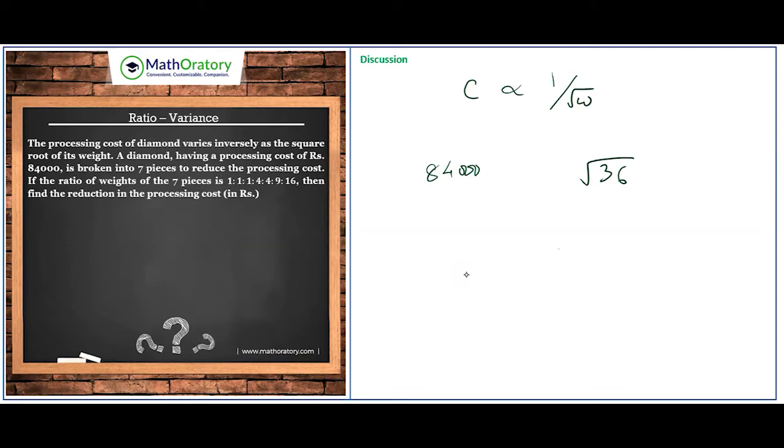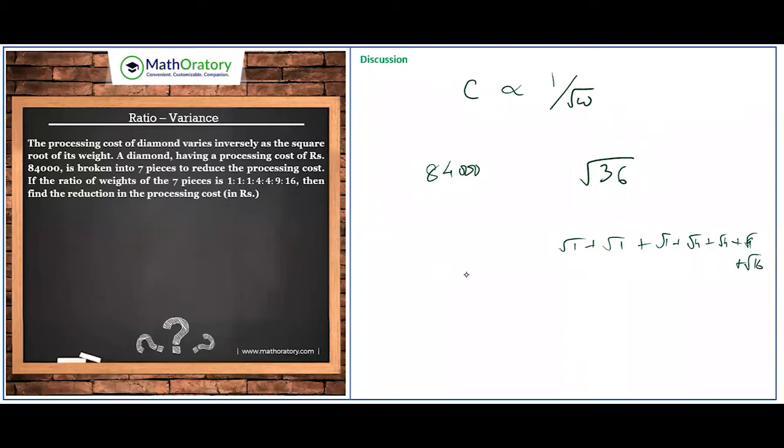I am writing this explicitly, but you don't need to do that. You can do this part mentally. This is the total of the square roots of weights that we are dealing with. Please understand that each piece of the diamond will have a corresponding weight, and depending on the square root of the weight of that part, there will be a processing cost. So if I add all the processing costs, I'll get the final answer. It's very fair to do it in this way, right?